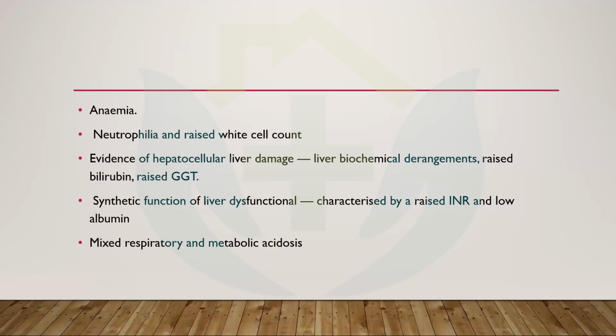Neutrophilia, raised WBC count, evidence of hepatocellular liver damage, which is shown by the liver biochemical derangements, raised bilirubin, raised GGT. Synthetic function of the liver is dysfunctional, characterized by raised INR, low albumin. Mixed respiratory and metabolic acidosis. So these are the positive findings. You may miss some, you may add some things to this, but whatever the examiner wants, if they find you have told all these findings, they will move forward.